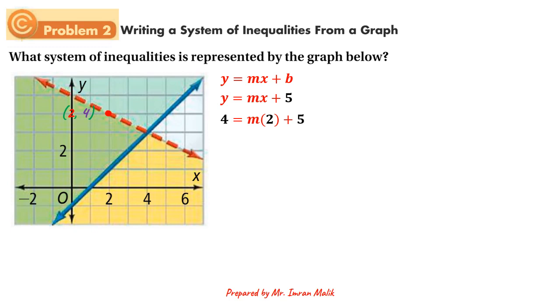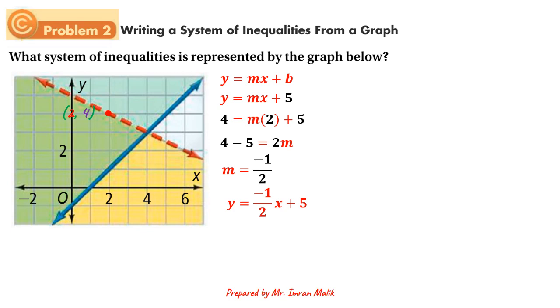Rearranging this equation, we get 4 minus 5 is equal to 2m. This implies that m is equal to negative 1 divided by 2. So now our equation for the red line is y equals negative half x plus 5. So far, we have the red line equation.